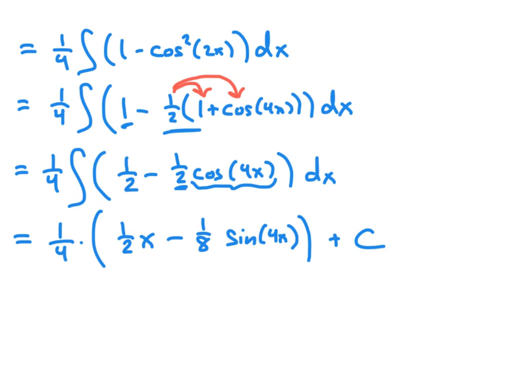And again, this would be perfectly fine as a final answer, but if we wanted to distribute the 1/4 and clean this up a little bit, we would get 1/8 times x minus 1/32 times sine of 4x, all plus c.